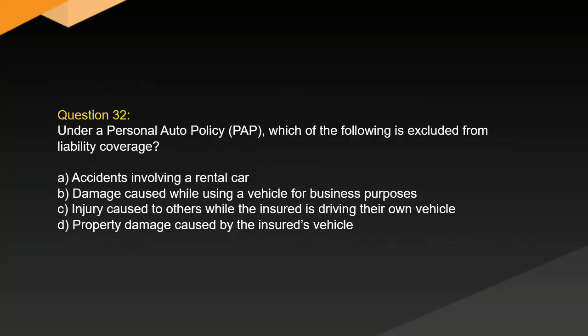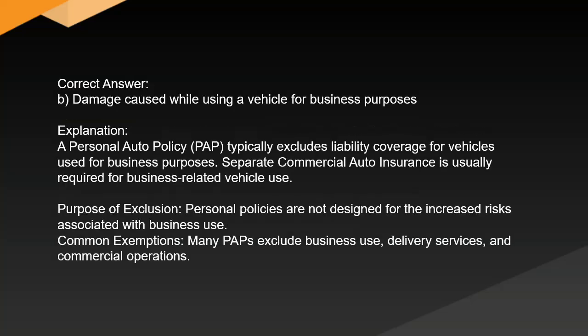Question 32. Under a personal auto policy, PAP, which of the following is excluded from liability coverage? A. Accidents involving a rental car. B. Damage caused while using a vehicle for business purposes. C. Injury caused to others while the insured is driving their own vehicle. D. Property damage caused by the insured's vehicle. Correct answer: B. Damage caused while using a vehicle for business purposes.